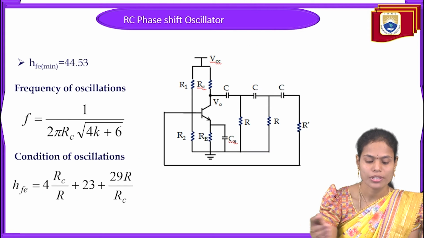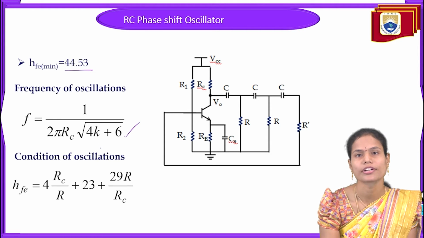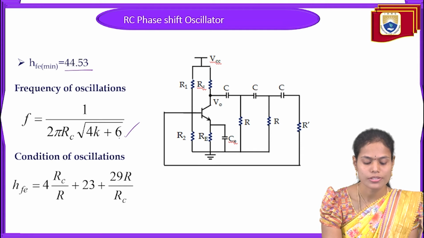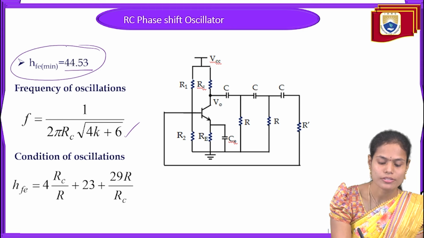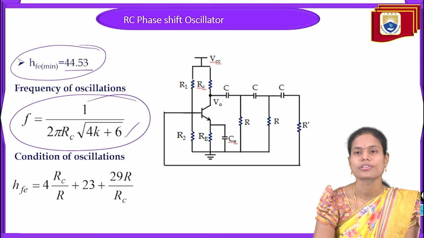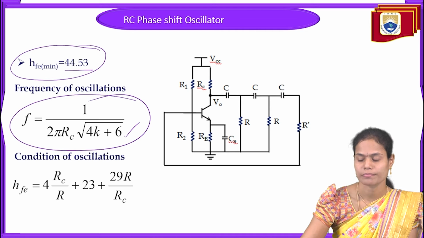So hfe minimum is 44.53 and the frequency of oscillation we got here is 1 by 2 pi RC under root of 4k plus 6. So these two are the required things for designing the RC phase shift oscillator.